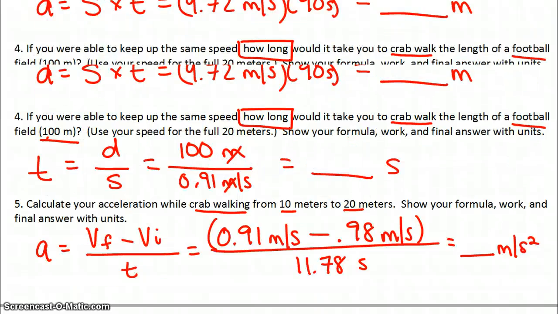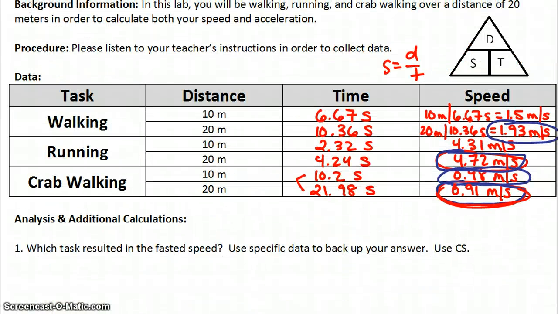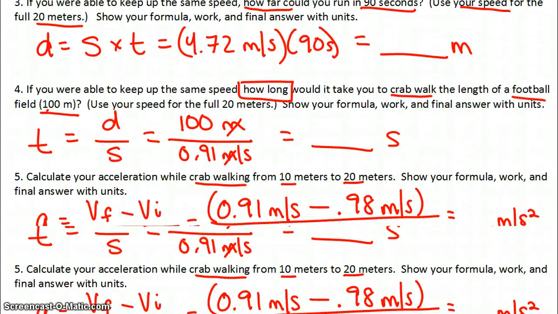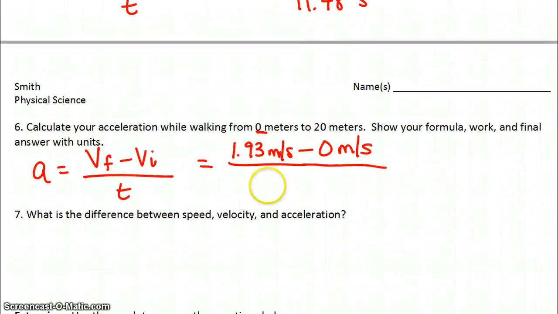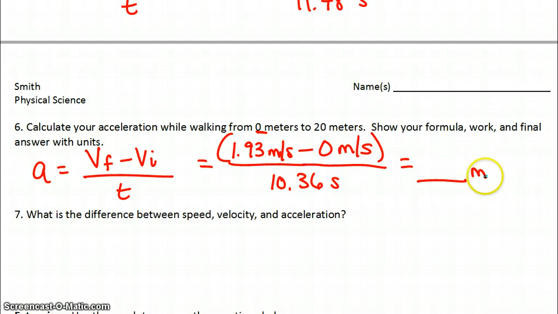Time, how long did it take us to go the 20 meters? Go back and look at your data table. To go the 20 meters, on my data, was 10.36 seconds. Again, make sure you're using your data. Make sure you do your subtraction up top first, then your division. When you find your answer, correct units are meters per second squared.